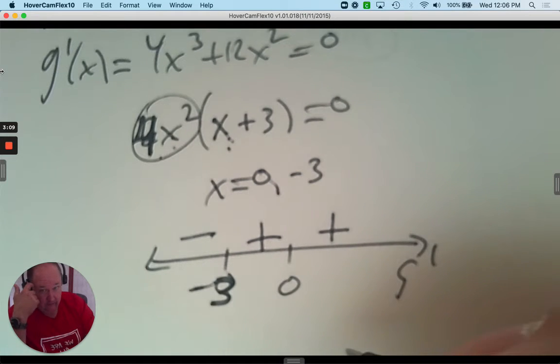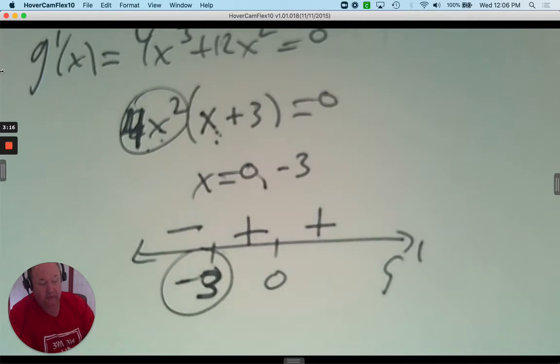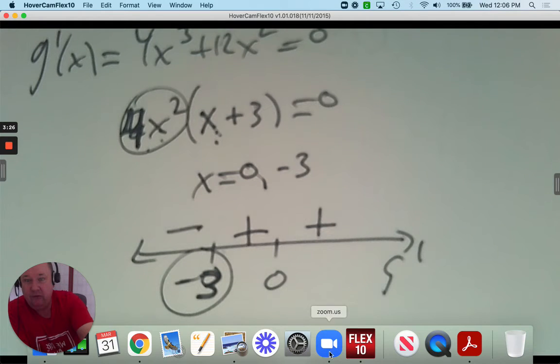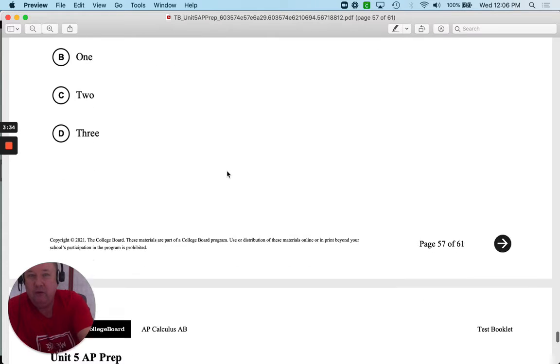All right, so we only have an extreme value if the signs change. So there's only one spot where the sign changes, so we only have one extreme value. So the answer to 71 is only at -3. So let's check the answer choices here. So for 71, the answer is B. There's only one choice. Only one extreme value.